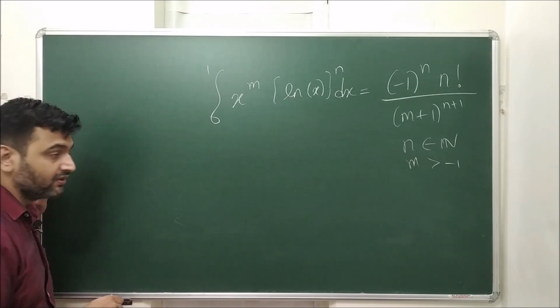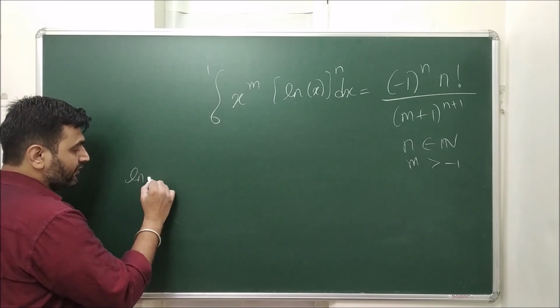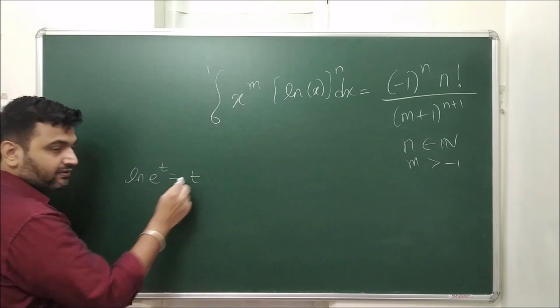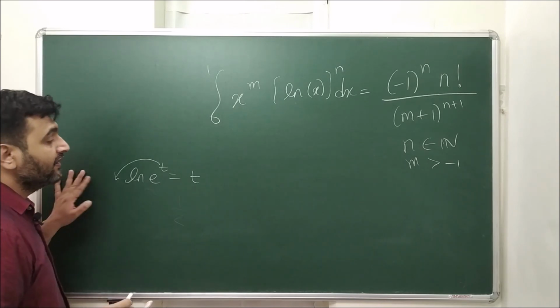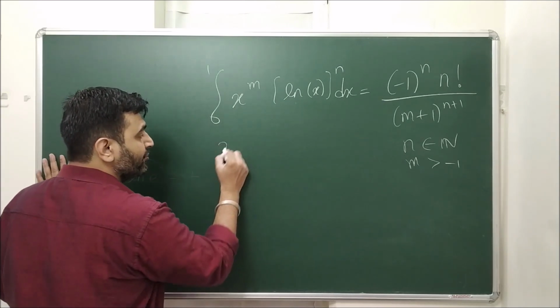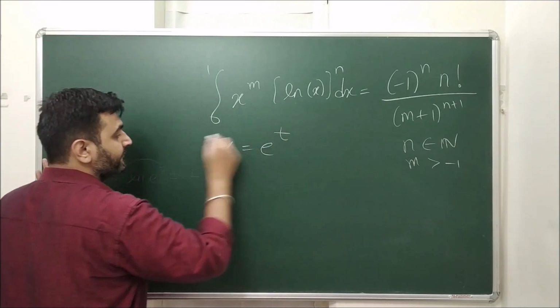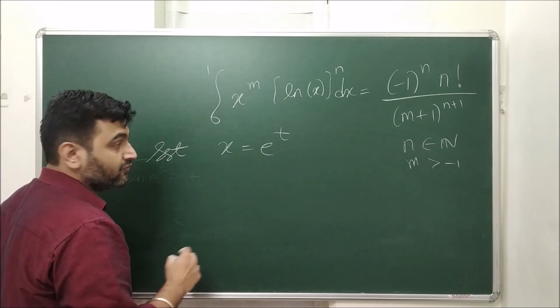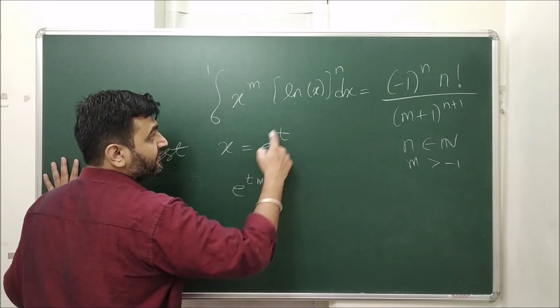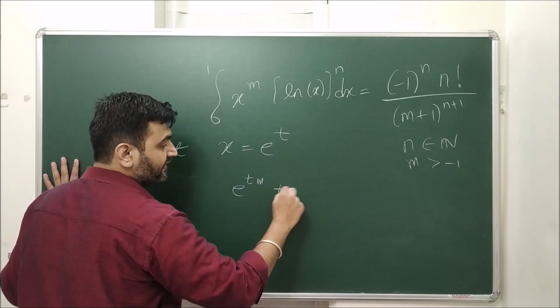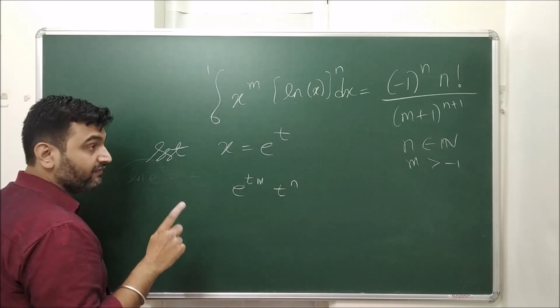Ln, it is exponential. So I know that ln of e raised to t is nothing but t, because this t comes at the front, ln of e is 1, right? So I can think of substituting x equal to e raised to t. So like this way, this will be e raised to tm, and this is nothing but t only, so I have t raised to n. I'm getting rid of log.